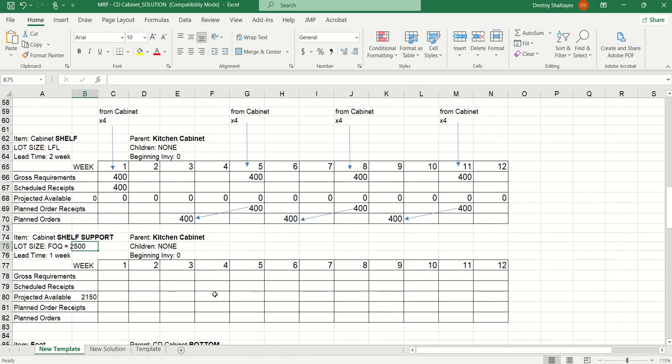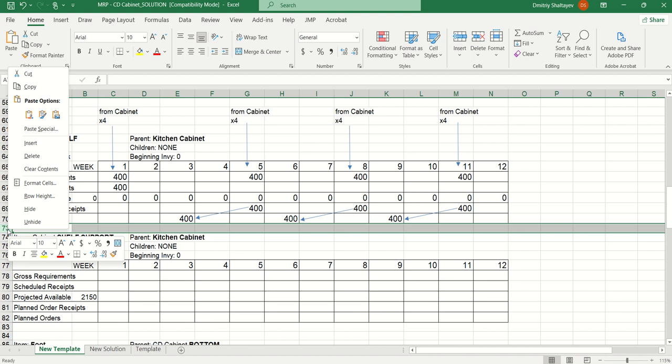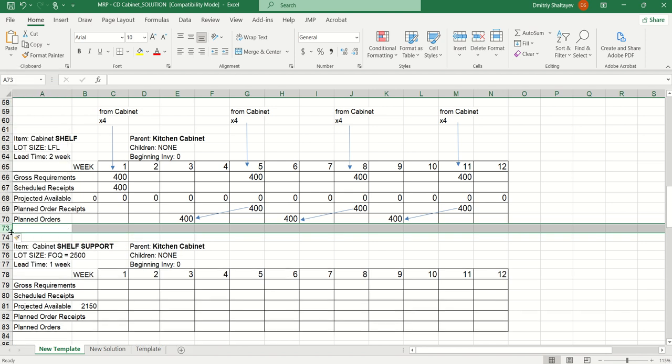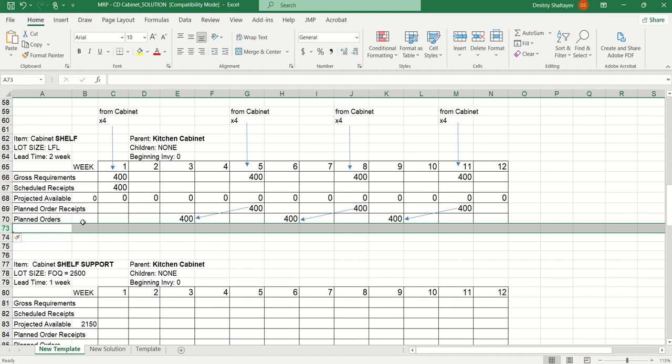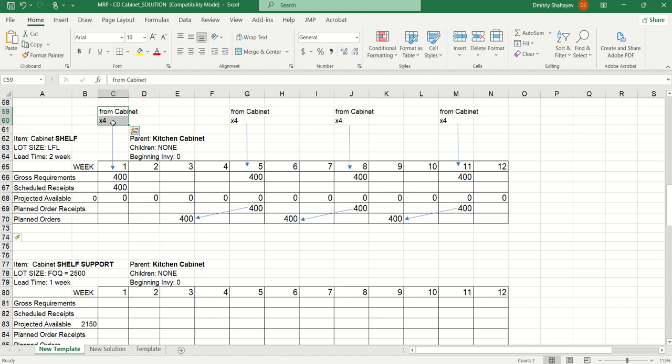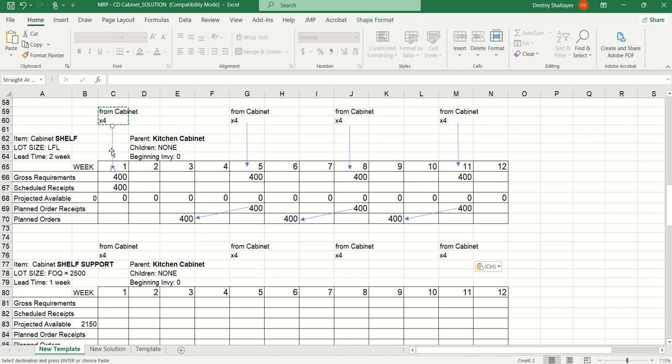So that means that on my gross requirements, I'm gonna insert a few lines over here, insert, and let's do one more, insert, okay? So from cabinet, on weeks 1, 5, 8, and 11, instead of multiplying by 4, I have to multiply it by 16, right? So times 16, 16, 16, and 16, bam, okay?